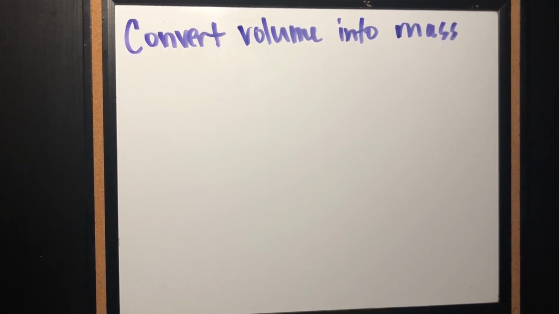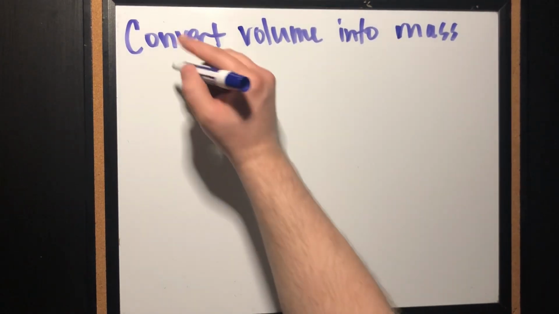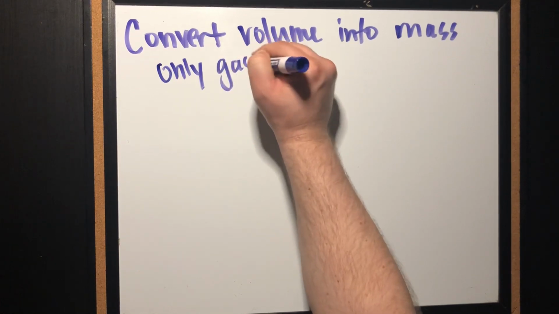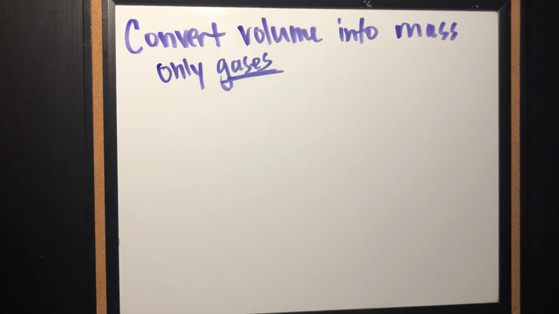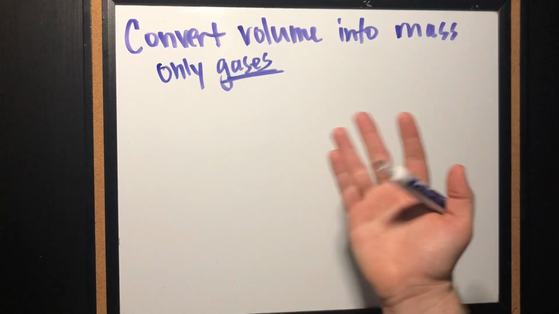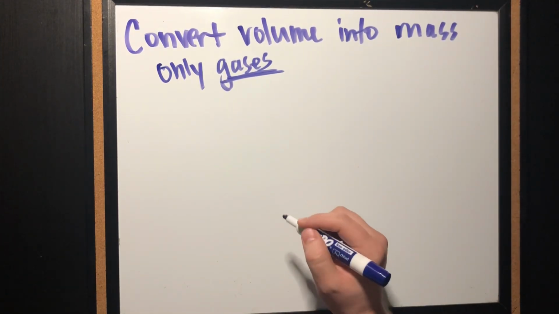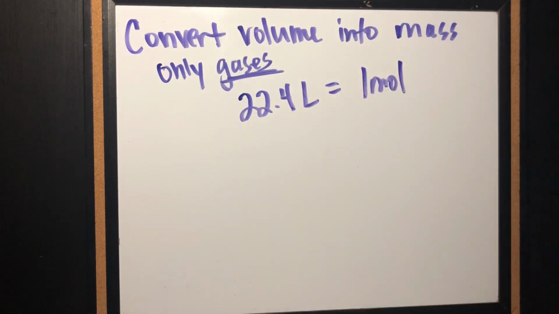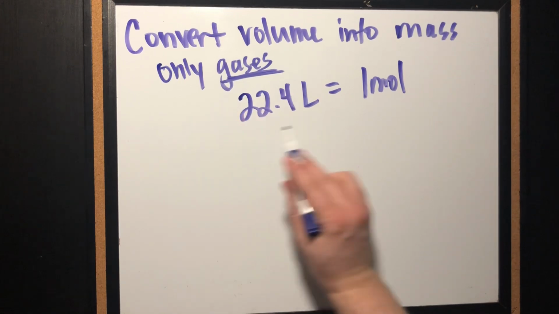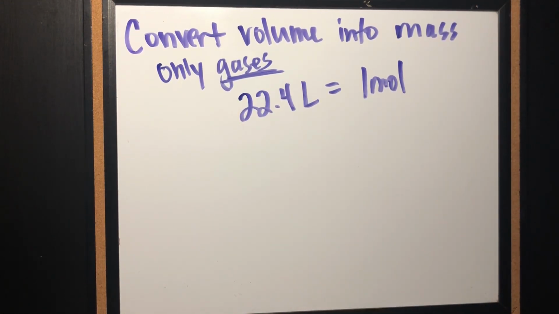This next section, we are going to convert volume into mass. You can only do this for gases. As of right now, we can only do this for gases. Based on the kinetic molecular theory and other research, it has been found that there are 22.4 liters in every mole of a gas, only gases. So if I have 22.4 liters of a gas, I also happen to have 1 mole.